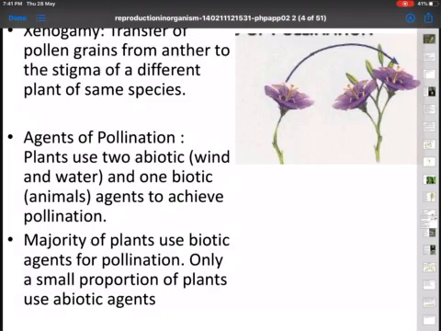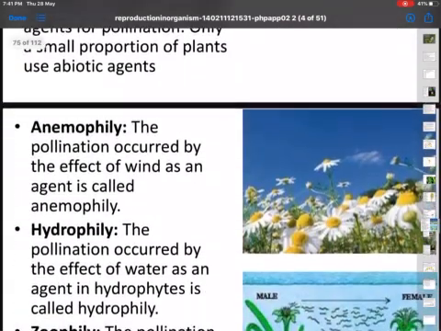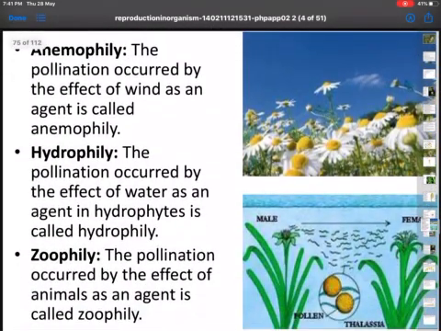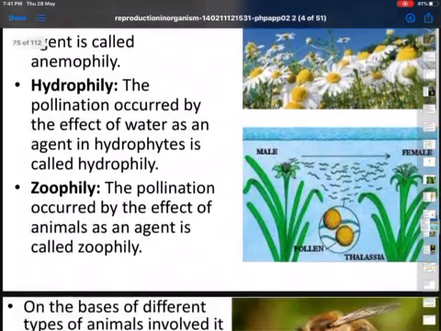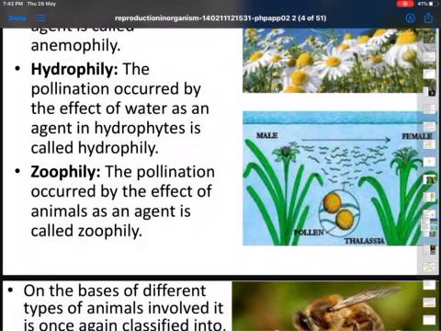Majority of the plants use biotic agents for pollination, as all of us know. Only a small portion of plants use abiotic agents, particularly hydrophytes. Now, anemophily. The pollination occurs by the effect of wind as an agent. If pollen grains are transferred with the help of wind and reach the stigma, then we say anemophily. Hydrophily, as the name suggests, hydro, water. Transfer of pollen grains from anther to stigma takes place with the help of water current, and this is called hydrophily. As you are able to see in the picture, most of the hydrophytes will undergo this.